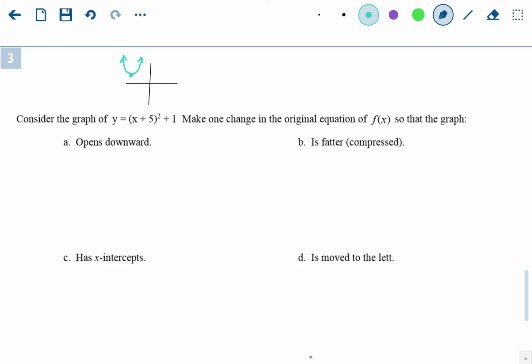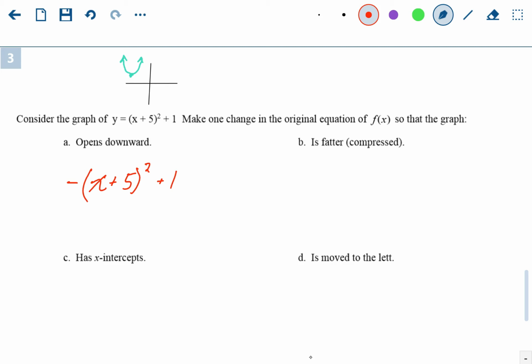So what's one change that we could make in the original graph that's going to make it open downward? It currently opens upward because the a value is positive. So if we needed it to open downward, we need that a value to be negative. So we're going to have just the exact same equation, but with a negative out front. That's going to make it open down. Okay. And we knew that already from when we did the quadratics part.